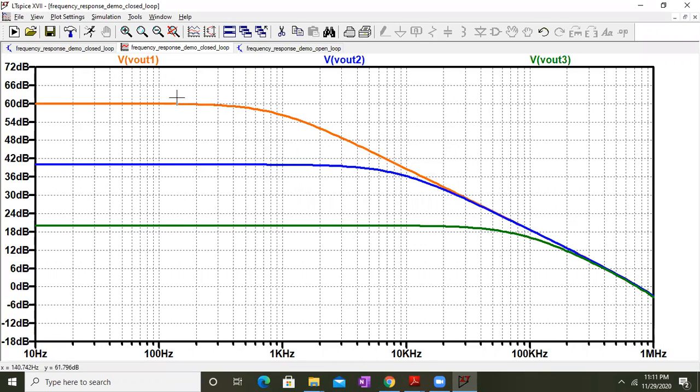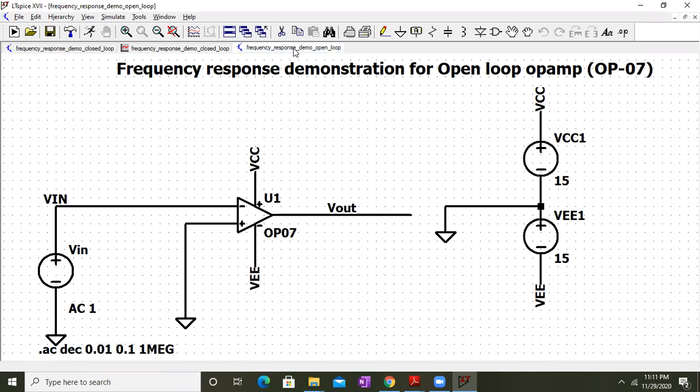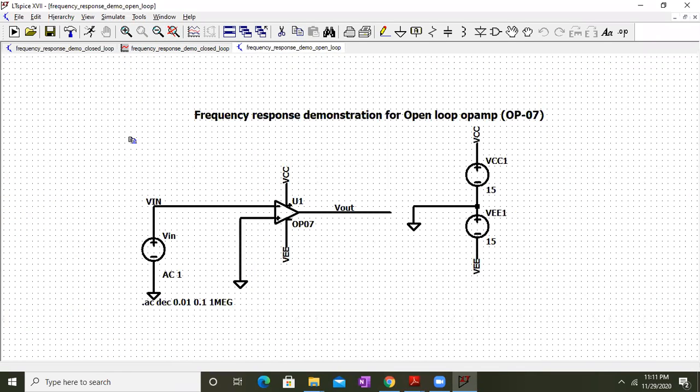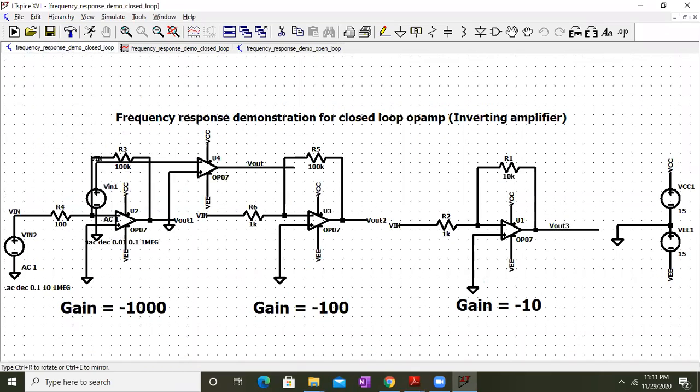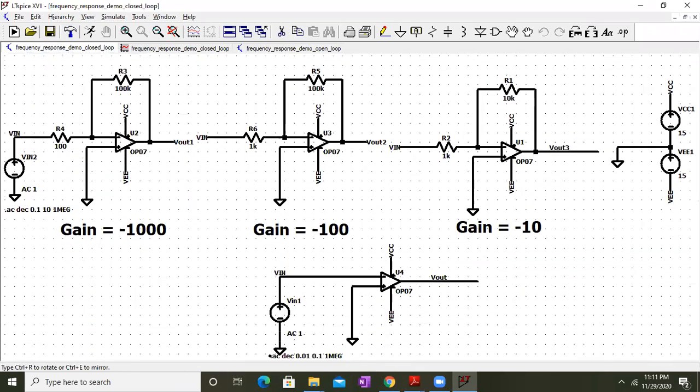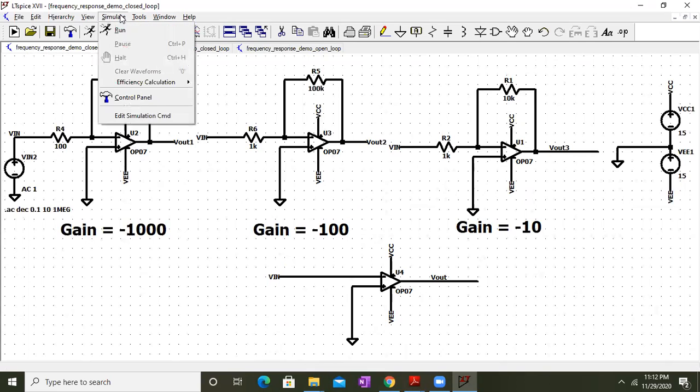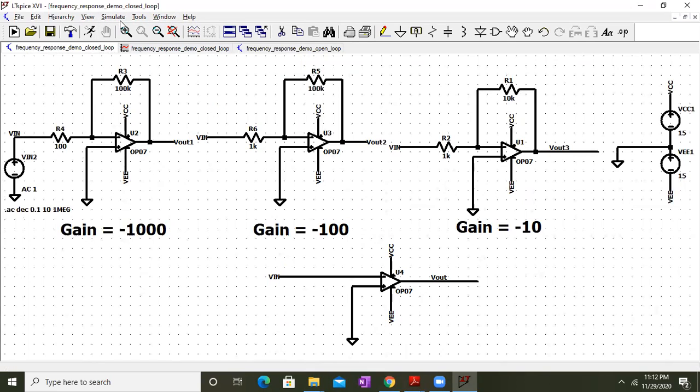Now if I want to compare it with the open loop frequency response, what I can do is copy this circuit and maybe drag and drop it over here somewhere. Yeah, I think this will be fine. I will remove all of this together because you have applied a common V. So this is the open loop configuration, and these three are the closed loop configuration, right? Now let us check the response once more.